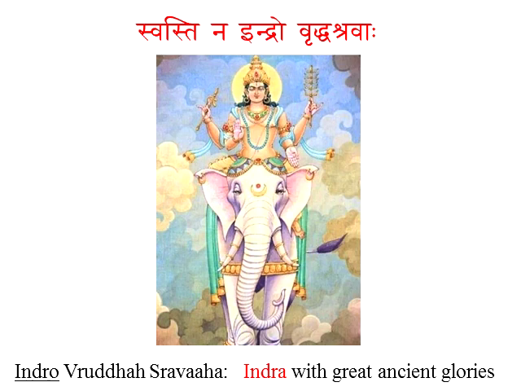So, Swastina Indro Vriddhashravaha. Let Indra, Vriddha means ancient, old, and in this case it's ancient. Shravaha means with the glory. The one with the ancient glory, Indra, let him give us the swasti. Let him grant us good tidings. Let him give us the mangalam. And then Pusha, which is the sun god.